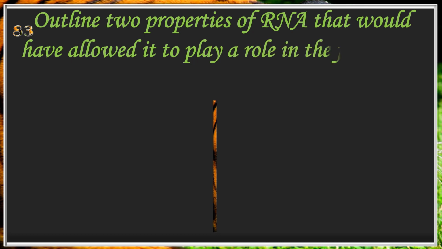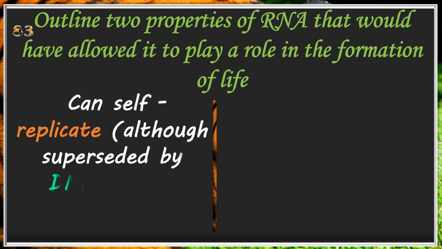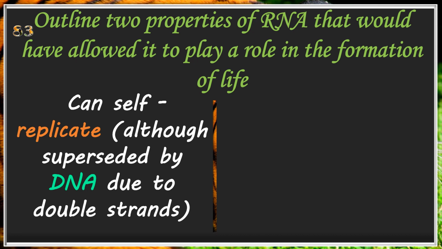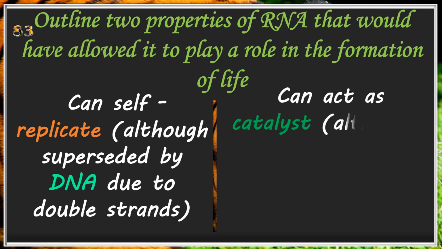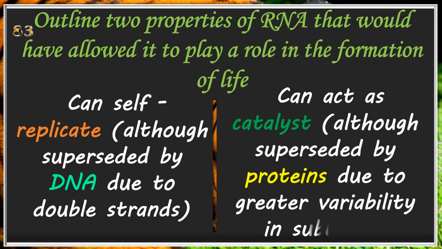Outline two properties of RNA that would have allowed it to play a role in the formation of life. Can self-replicate, although superseded by DNA due to the double strand. Secondly, can act as catalyst, although superseded by proteins due to greater variability in subunits.